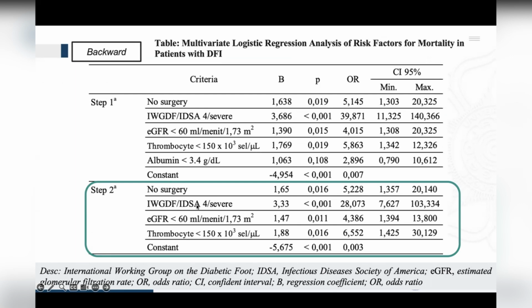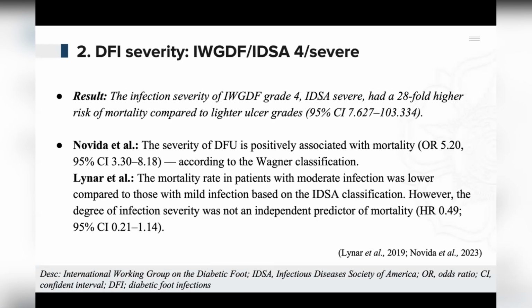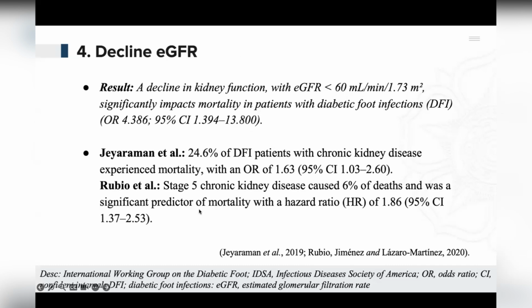So there are 4 criteria. The first one is from Lehner et al., that surgical intervention was not an independent risk factor for mortality, but debridement was protective. Novida et al. stated the severity of DFU according to Wagner classification is positively associated with mortality. Thrombocytopenia, as stated by Sen and Dermidal, thrombocytosis is an independent risk factor for mortality. Most of the studies stated that a decline of the eGFR increases mortality.